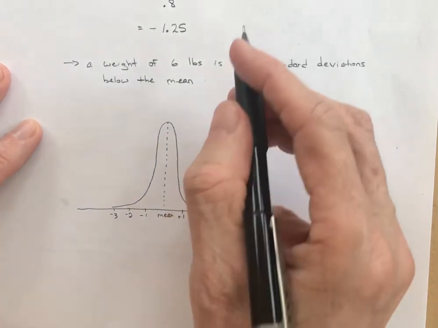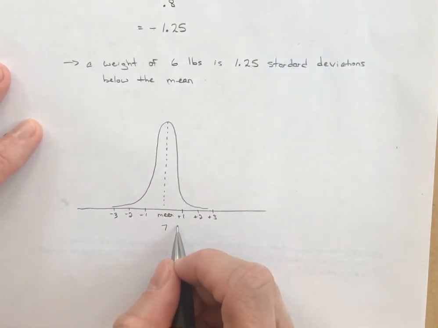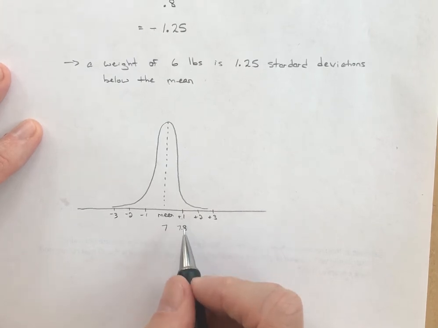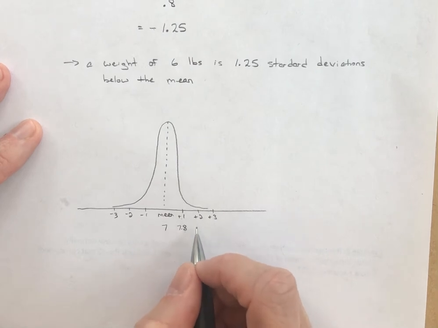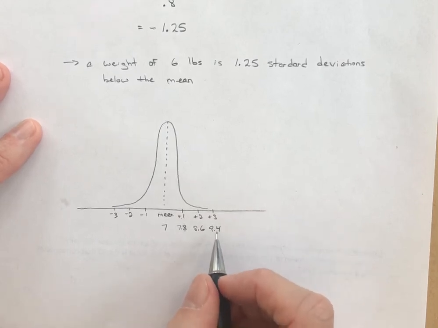Okay, and we know from our data that the mean is 7 pounds. If we add 1 standard deviation above, we add 0.8, we get 7.8. Add another 0.8 to get to 8.6 pounds. Add another 0.8 to get to 9.4 pounds.